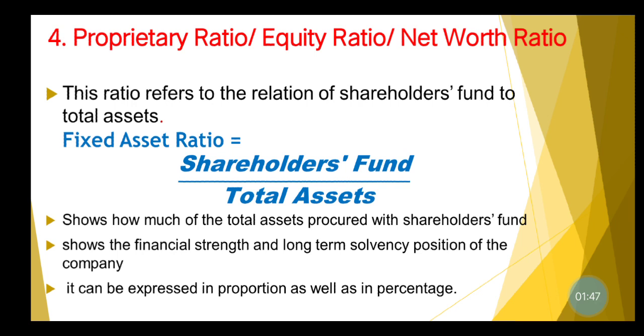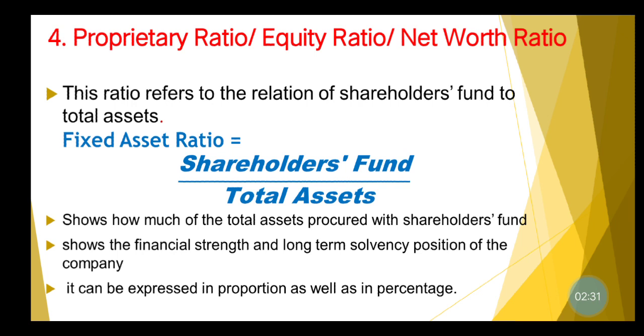So what is the meaning of this 50%? 50% means of the total assets, 50% is contributed by the shareholders, or 50% of the assets are purchased with the help of the owners fund, proprietors fund or shareholders fund. Generally, a ratio of 0.5 is to 1 or above 50% is considered ideal. Means at least 50% of the assets should be procured with the help of owners fund.